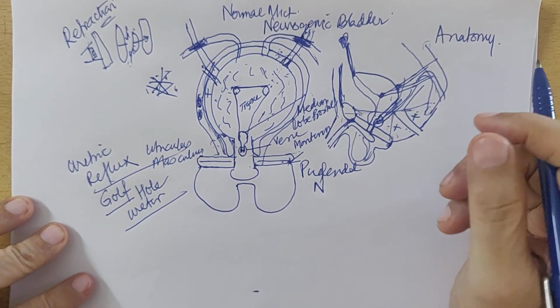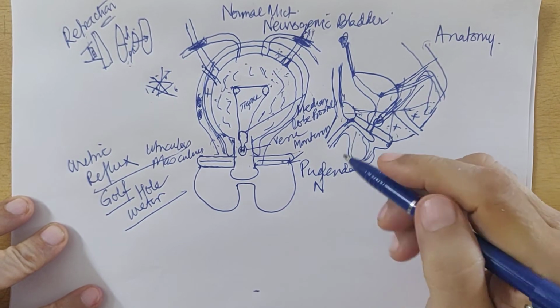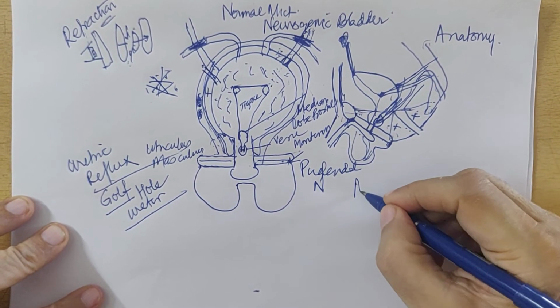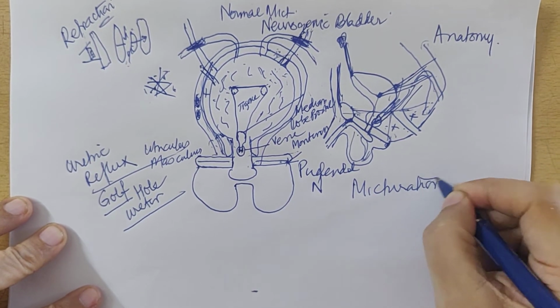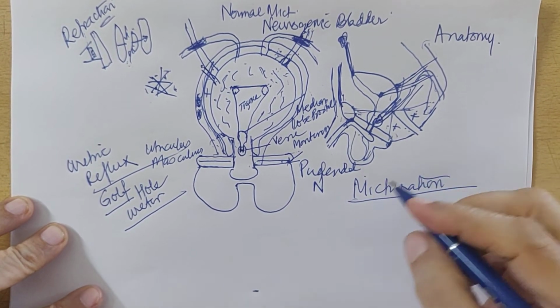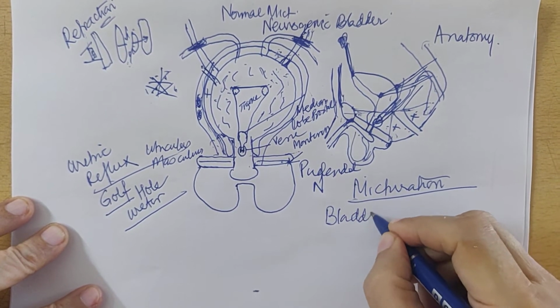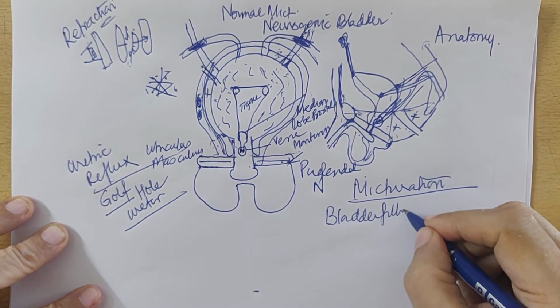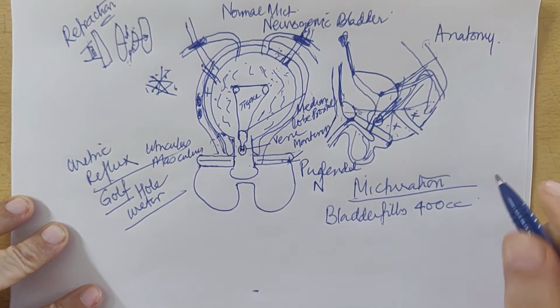So now, after understanding this much about the bladder, let us understand the physiology of micturition. How does normal micturition occur? The first thing is that the bladder fills, maximum up to 400 cc.